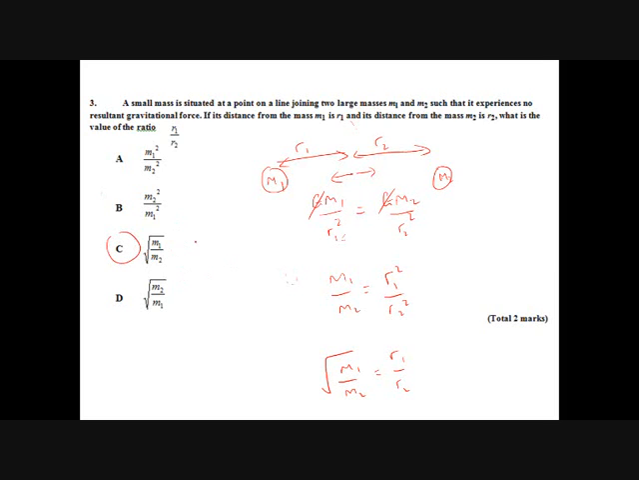Hopefully you can see that you must be further away from the planet with more mass. So if m1 over m2 is a number bigger than 1, r1 over r2 is going to be a big number bigger than 1.